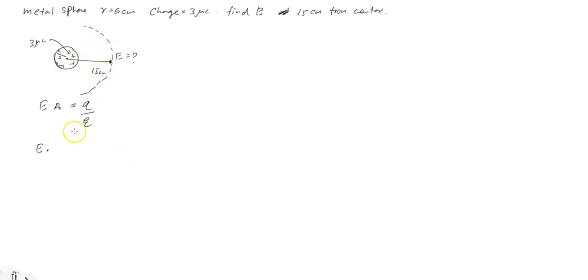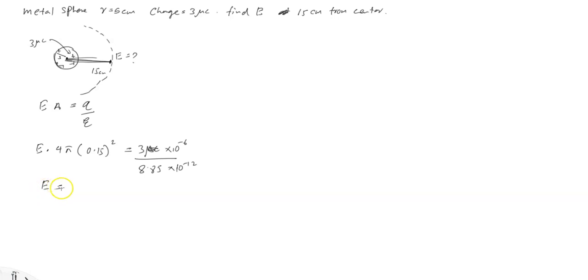So E times area, which is 4 pi r squared, 15 centimeters, 0.15. You know how to find the area, right? This distance is 15, so that is our radius. 0.15 squared equals the charge inside the Gauss surface, which is 3 microcoulombs, 3 times 10 to the negative 6, divided by epsilon, which is 8.85 times 10 to the negative 12. So here are the numbers.